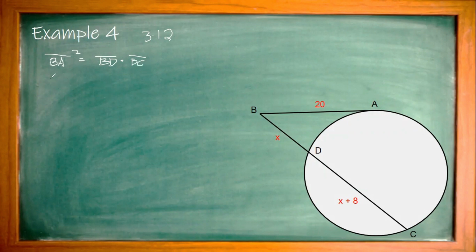Okay, if we substitute, the value would be 20 raised to the power of 2. That would be equivalent to x times, take note, we will be adding the BD and DC in order that we'll have the length of BC. So therefore, the result is 2x plus 8. Then directly operate now. So operating the item results to 400 equivalent to 2x squared.